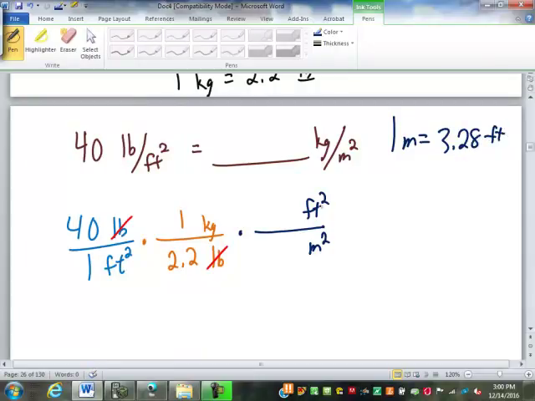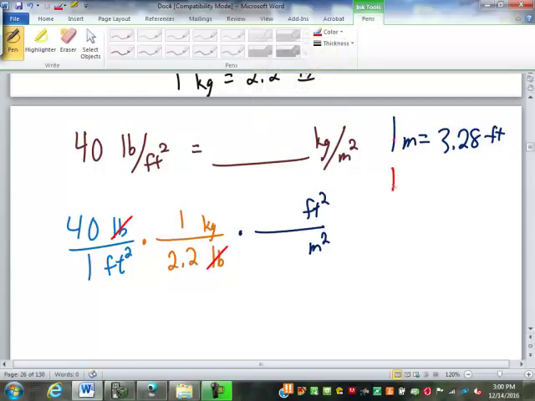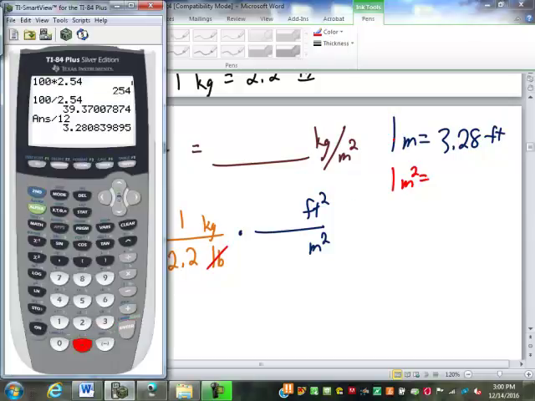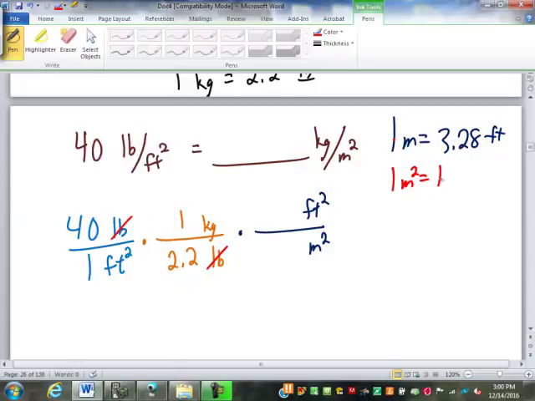But this isn't feet and meters, it's square feet and square meters. So I have to square that. Well, 1 squared is still 1, so that's 1 square meter. 3.28 squared is 10.76, we're going to call it, feet squared. So 1 square meter is 10.76 square feet. So the square feet cancel out.